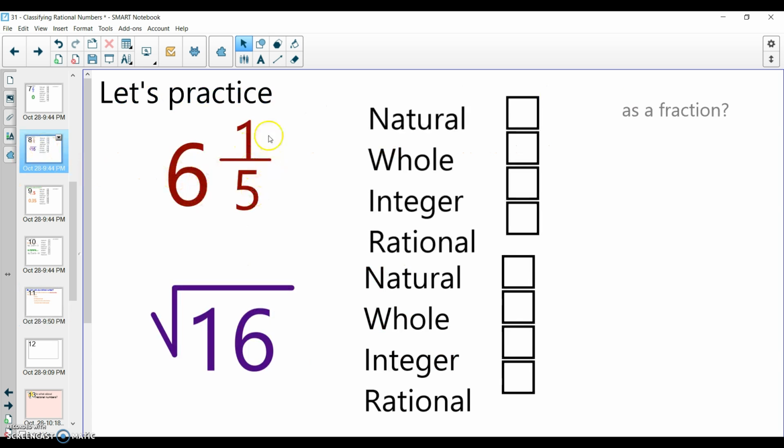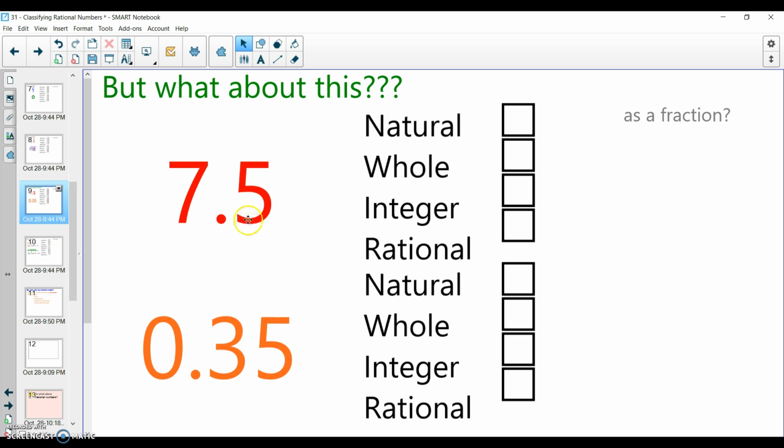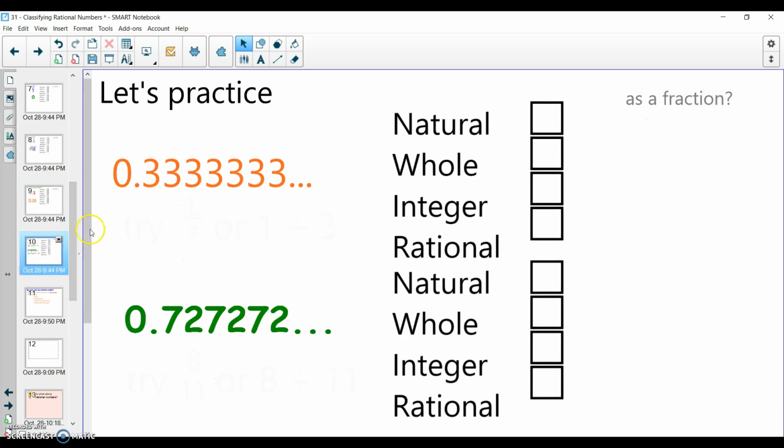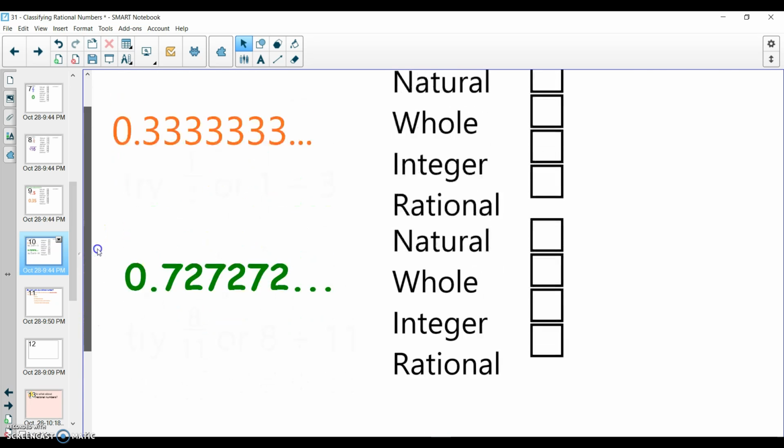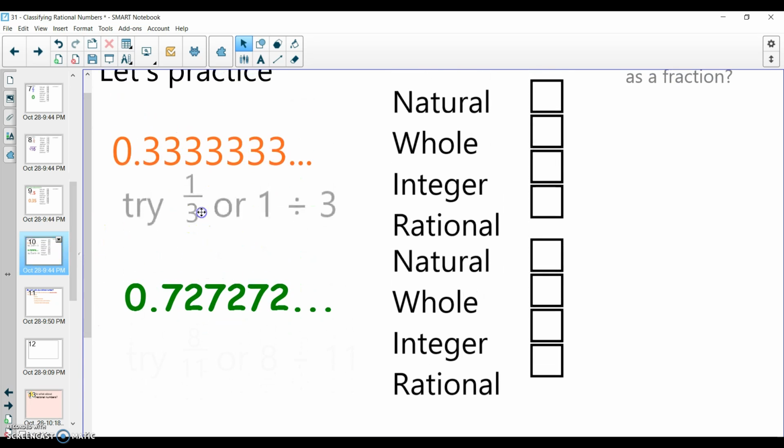So here come examples. We've got 6 1/5. This is considered rational, but it's not natural, whole, or an integer. The square root of 16 is actually 4, so that's a natural number, it's a whole number, it's an integer, it's rational. 0.35 and 7.5 are examples of terminating decimals because they stop. So these two will be considered rational numbers. And then these here are repeating decimals. Actually, this one's the fraction 1/3 and this is the fraction 8/11.